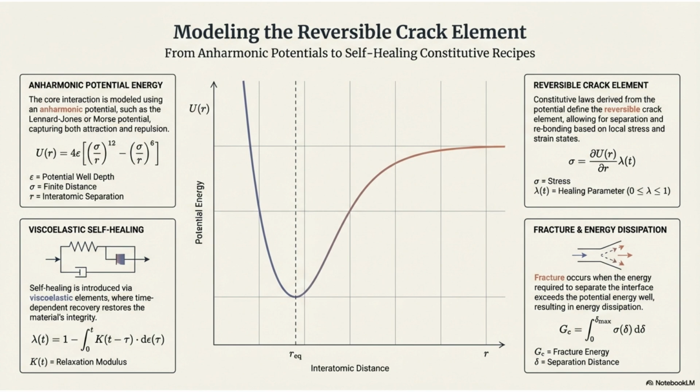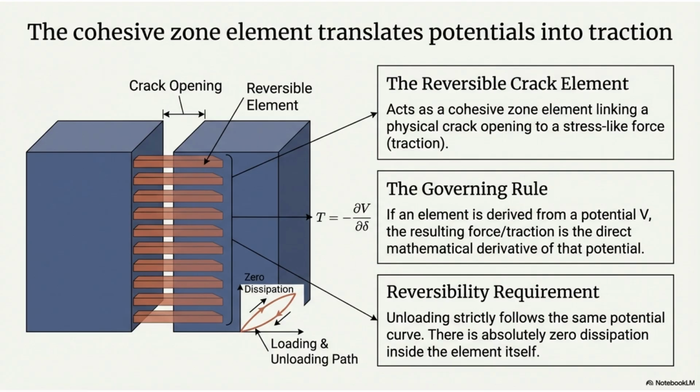The model utilizes anharmonic potential energy, a reversible crack element, and viscoelastic self-healing, while accounting for fracture and energy dissipation. The cohesive zone element converts potentials into traction. The reversible crack element links crack opening to stress-like force. Traction is the mathematical derivative of the potential, and the reversibility requirement means unloading follows the same potential curve with zero dissipation.